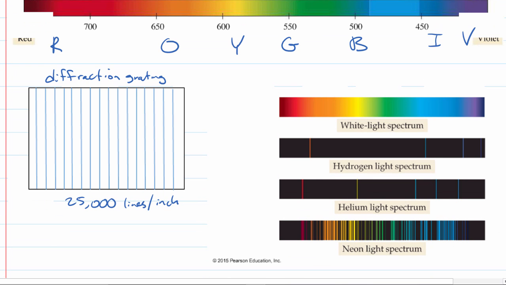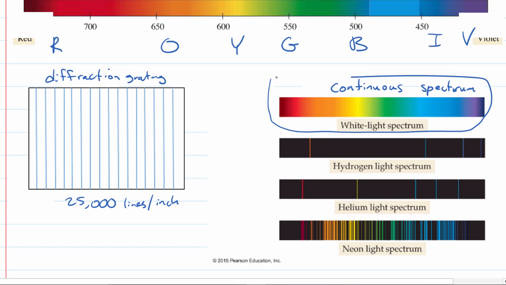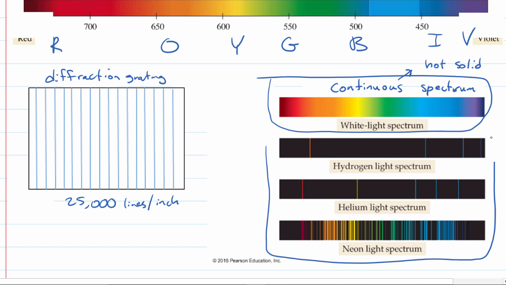All right, so here's what the difference is. The first one we looked at was a continuous spectrum. It's also called the white light spectrum. These here are the same thing, and these here are produced by a hot solid. These are produced by a hot solid. And these down here are produced by a hot gas.